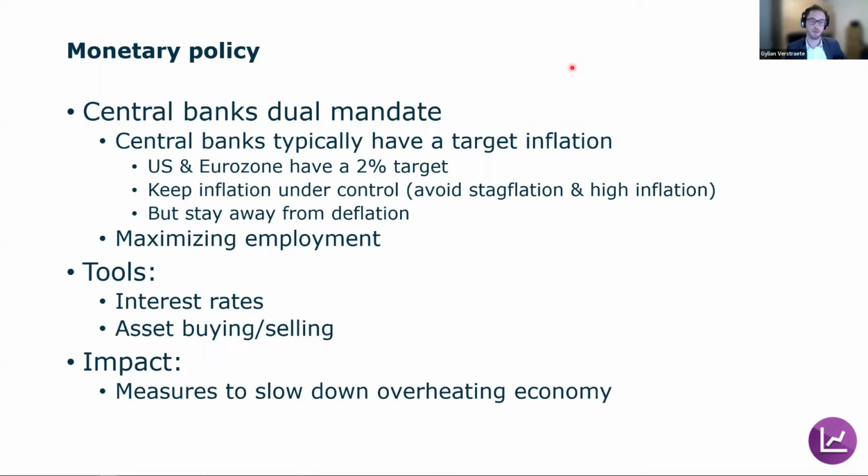So they will need to remove those tools to reduce the impacts of, for example, asset buying. They will also increase interest rates in order to slow down the economy so that the economy doesn't overheat. So that should reduce inflation. And what it also impacts is it increases the costs of loans for companies. So getting money to fund stocks or fund operations will most likely become more expensive in the future.